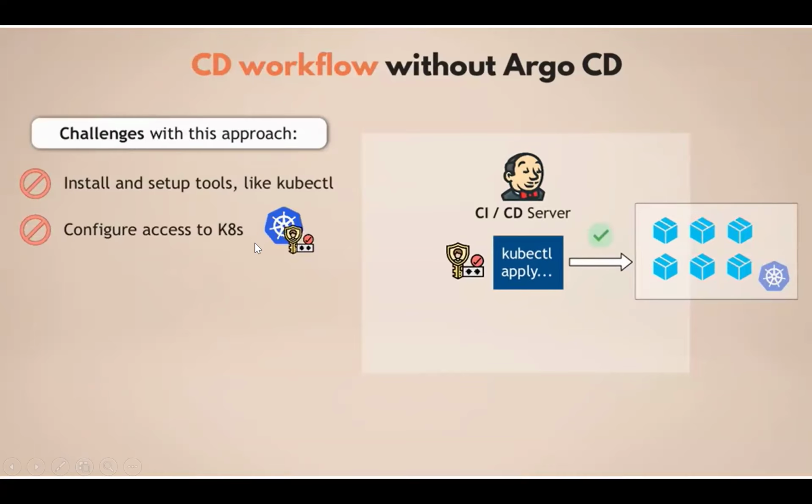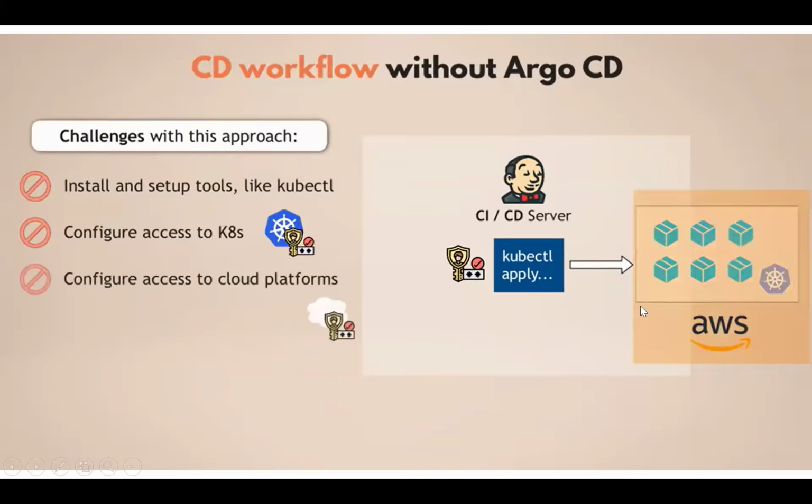Second, configure access to K8s. All the secret parts you have to configure as well. If anything changes, you have to go and configure it again. It is hectic to provide access to every pod like that. And if it is connected to AWS EKS, again it will be a huge challenge to configure access to the cloud platform. For your cloud platform you need to connect with the AWS CLI, then run AWS configure, create an IAM user, and provide all its credentials, and only then can you apply kubectl.